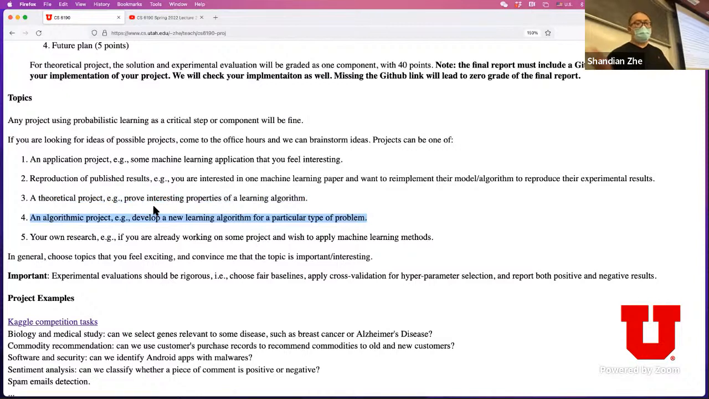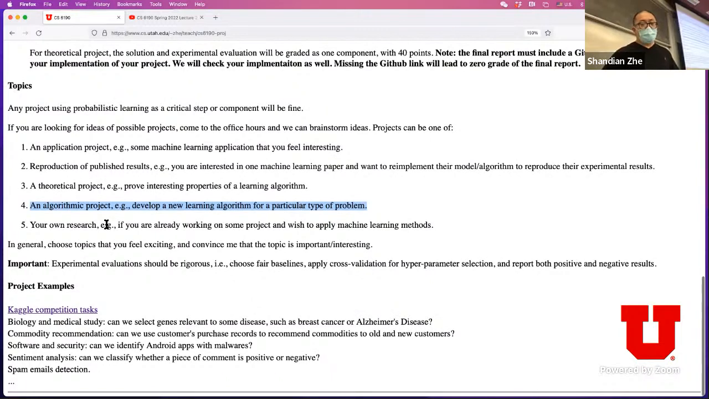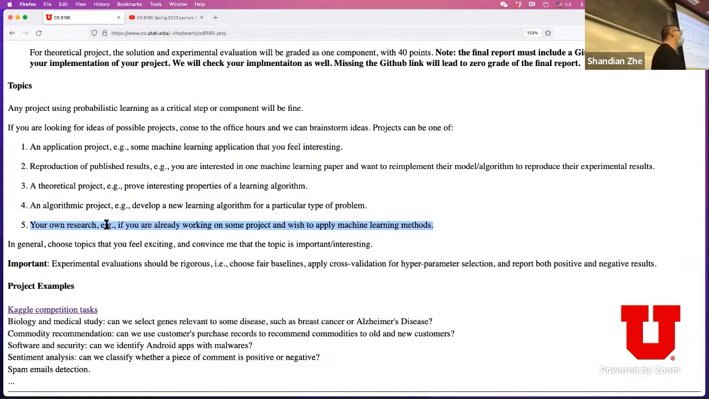Algorithm project, right? If you feel like this learning algorithm, like this type of Markov chain Monte Carlo sampler, is too slow and you want to switch to another one, you got a new idea so the mixing of this chain is faster, that's a perfect project, right? And also your own research. If you're PhD students, I'm pretty sure you're doing research, by yourself or with your advisor. You can choose whatever your current research project is to do that. I think it's good for both your research progress and the course, right?